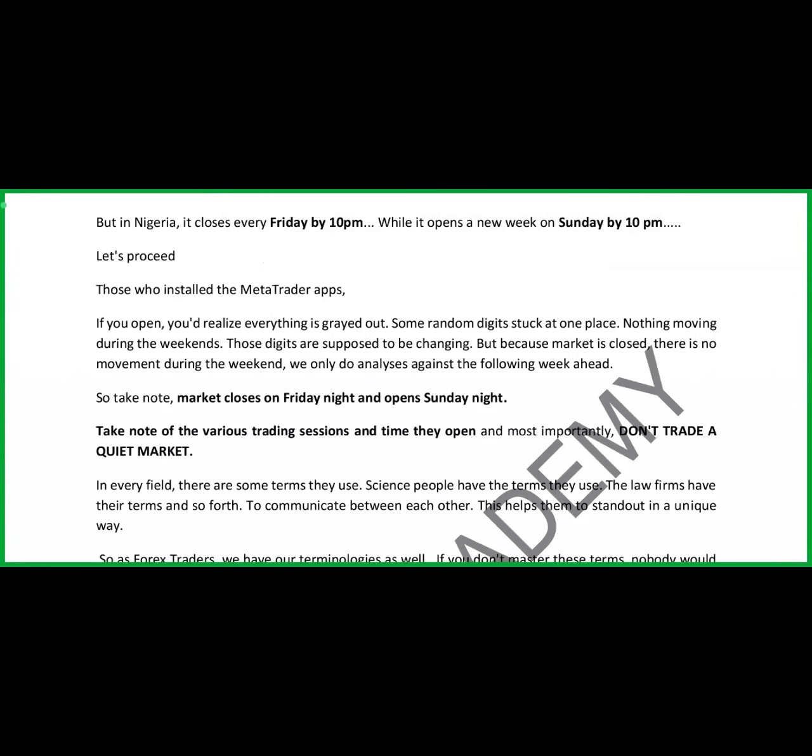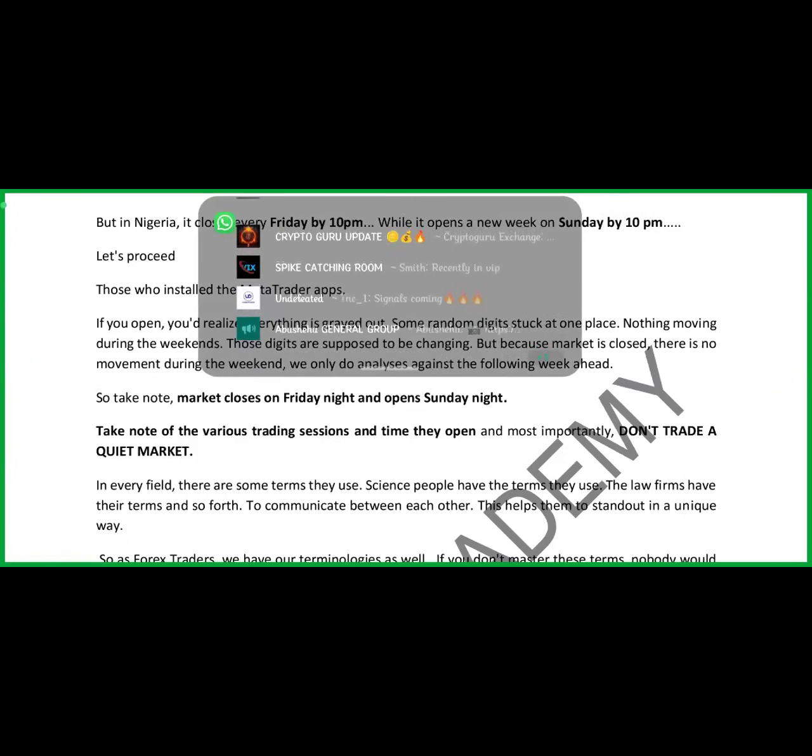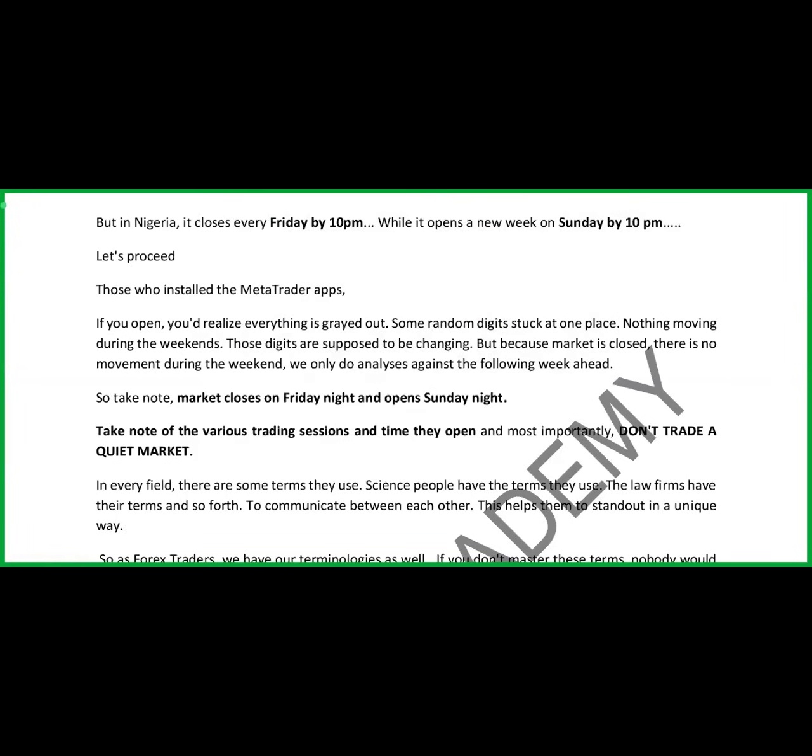So, to those who have installed MetaTrader on their phone, if you open it, you realize that everything is great until Friday night by 11 p.m., or let's just say Saturday. You see that the market will be gray. Nothing is moving, no price is moving. Some random digits at the front of those currency pairs are static, like they are stuck. Those digits are supposed to be changing, but the market is closed. There is no movement during the weekend.